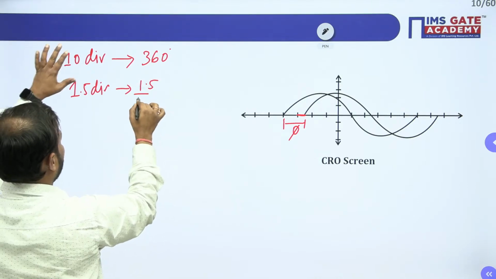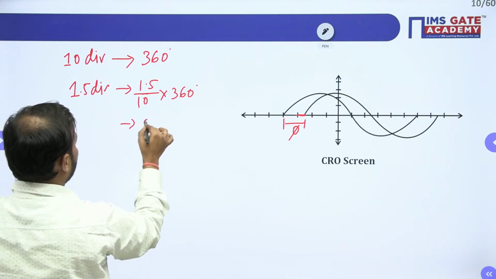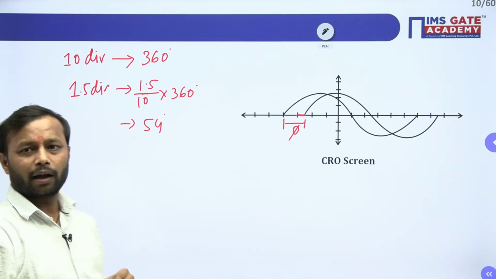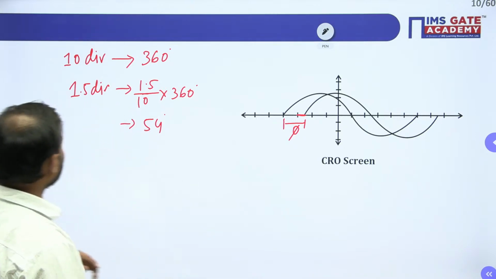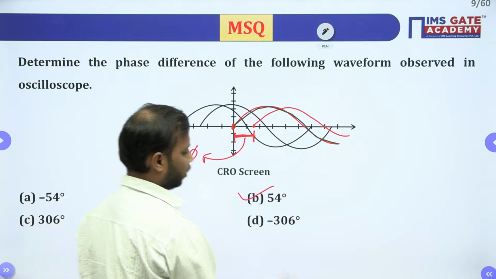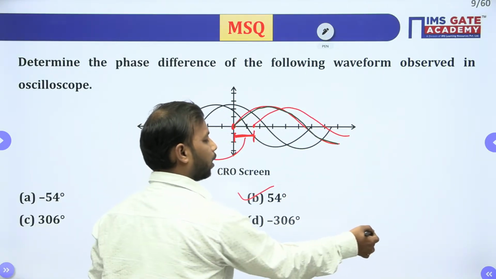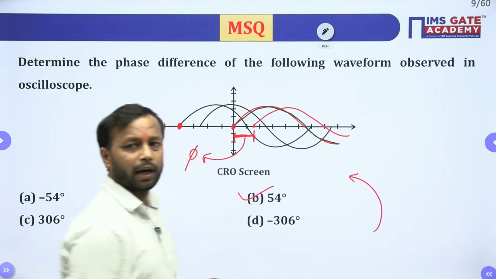1.5 divided by 10 into 360. So this will be equal to 54 degree. Am I clear? Any doubt in this? So one answer is what? 54 degree. Done. But 54 degree, this is in anti-clockwise direction. This is in anti-clockwise direction.